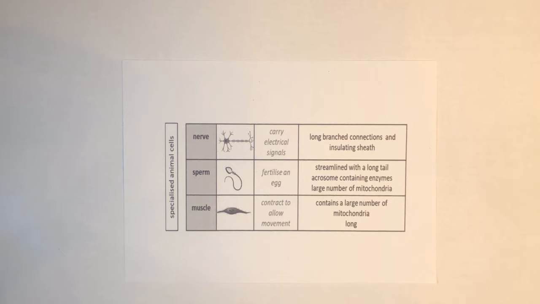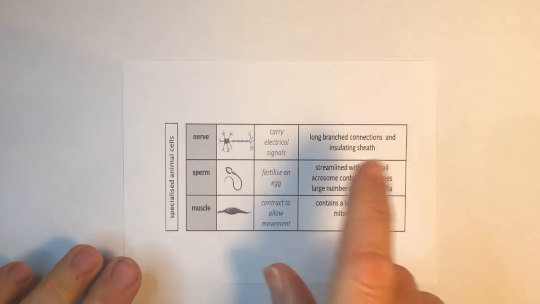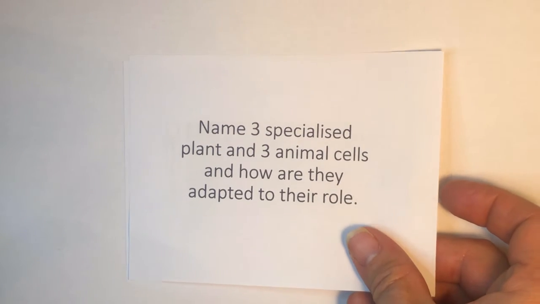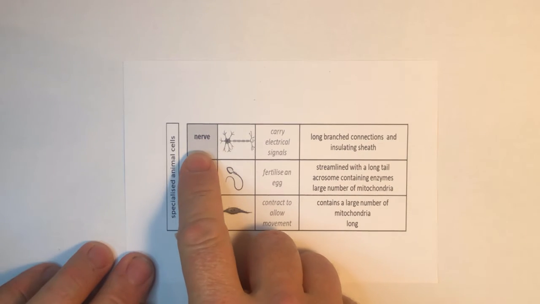Animal cells tend to be easier because they make a little bit more sense, and we've got to talk about the adaptation. So what you could do is 3 specialised animal cells, and how are they adapted to their role, would be a nerve cell.